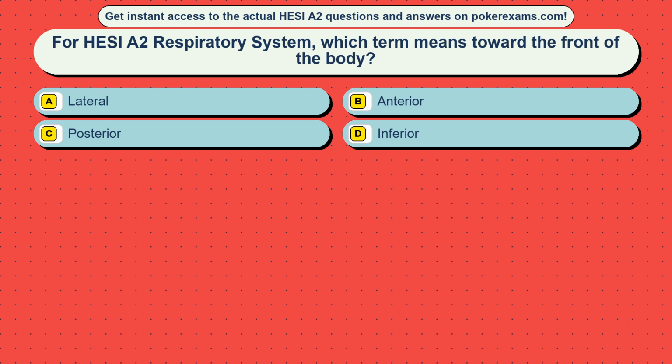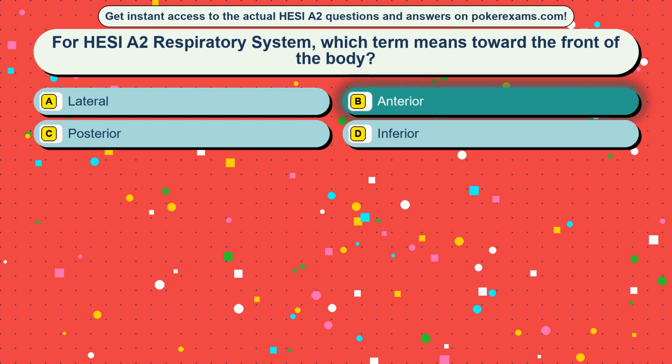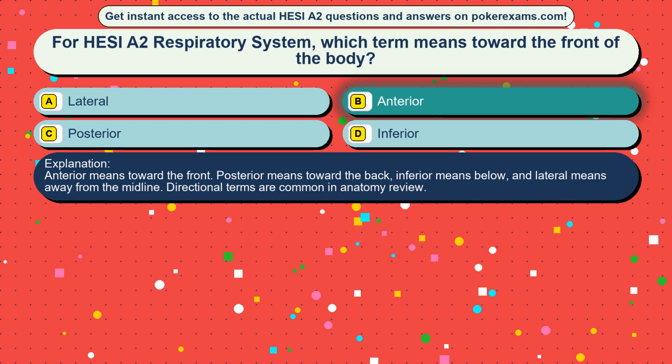Question 12. For HESI A2 Respiratory System, which term means toward the front of the body? Option A lateral, option B anterior, option C posterior, option D inferior. The correct answer is option B, anterior. Anterior means toward the front, posterior means toward the back, inferior means below, and lateral means away from the midline. Directional terms are common in anatomy review.